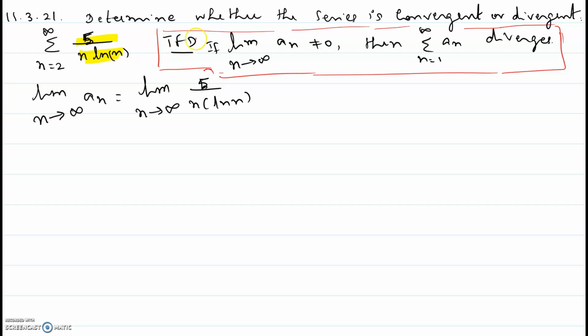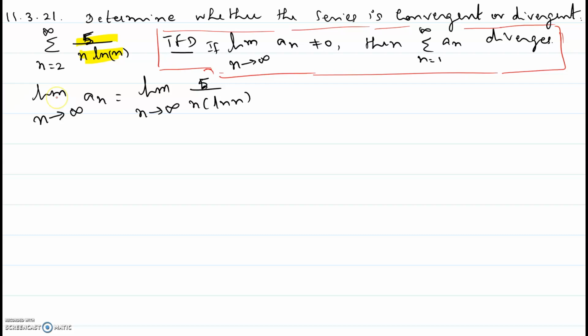As the problem doesn't have information about what test needs to be applied here, we can start off with the test for divergence, which is the easiest of all the tests. So if limit as n approaching infinity of a_n is not equal to 0, then sigma a_n would diverge.